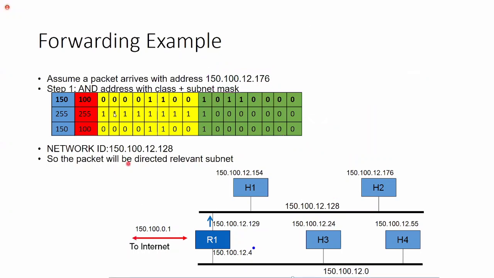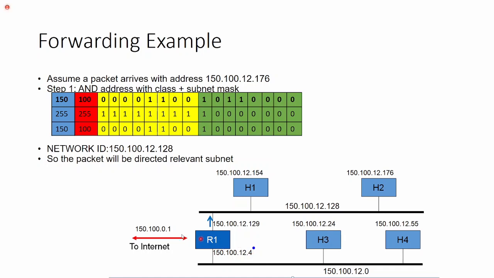Right, so let's say this 150.100.12.176. Now, looking at this part, you should be able to understand whether there are 2 addresses: 150.100.12.128 and 150.100.12.0. Looking at the decimal numbers, we can decide that if it is 12.128, definitely this should be in this network. But the computer is looking at the digital values, not the decimal values, so the computer cannot understand. So it will do this AND operation and come to the conclusion that this has to go to this network.